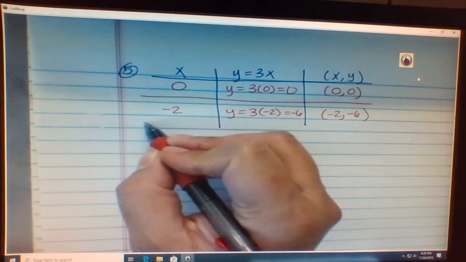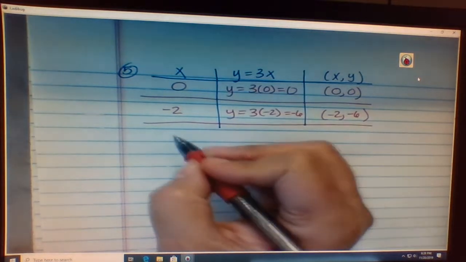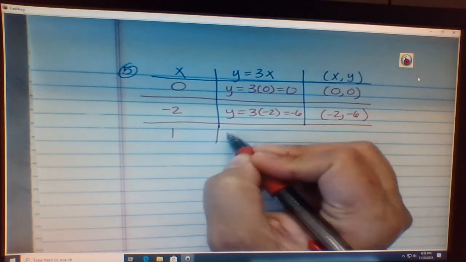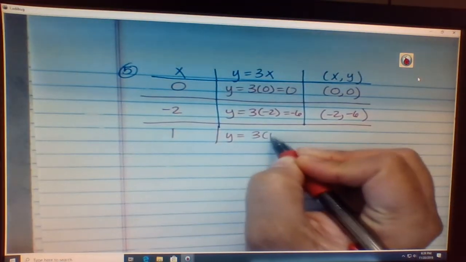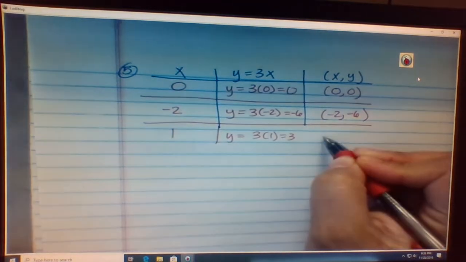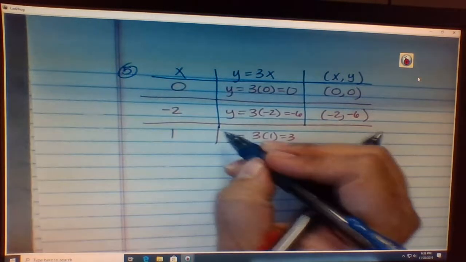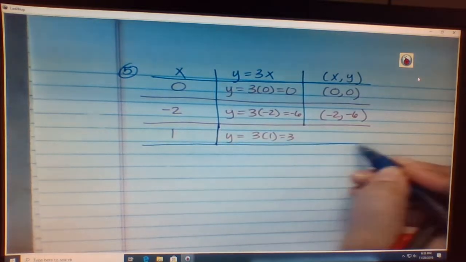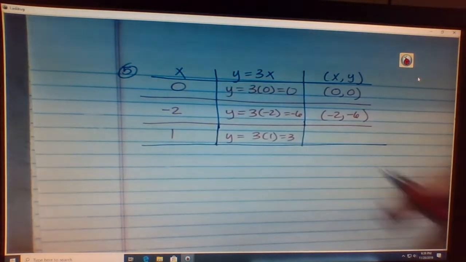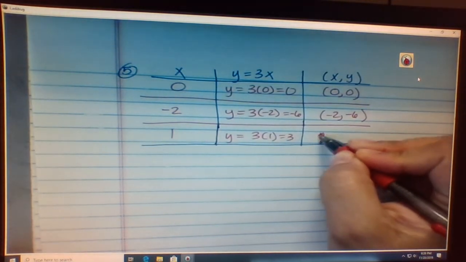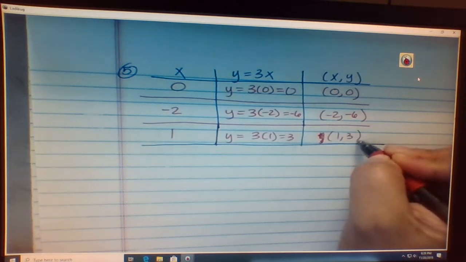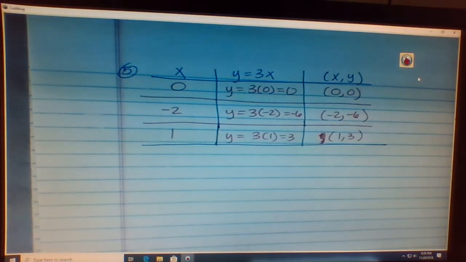This 1 times 3. I'm going to choose a 1. 3. Oh, I did the same thing. Wow. 0. Is it only 0? Oh, no. That makes sense because that's the X.